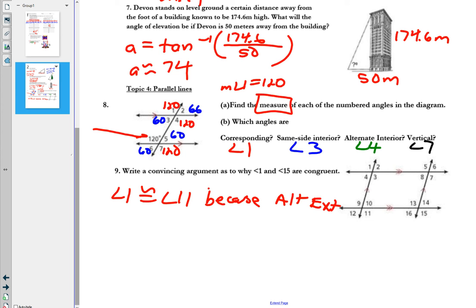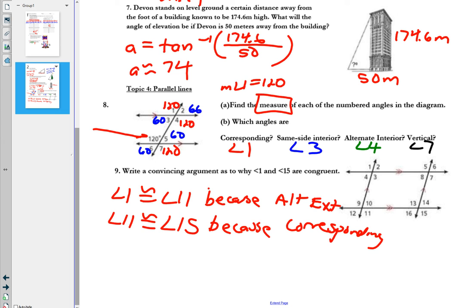Then angle 11 is congruent to angle 15 because they are corresponding. They're in the same location. They're both bottom right. So then, therefore, try to write this in the narrative. Angle 1 is congruent to angle 15.